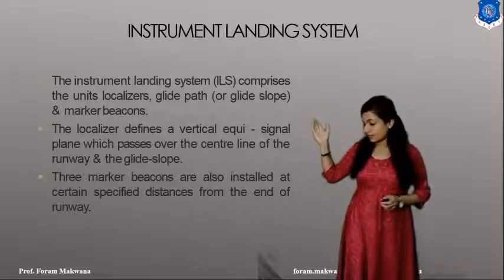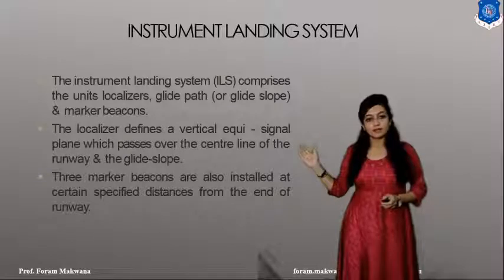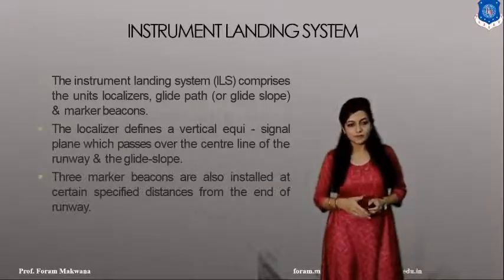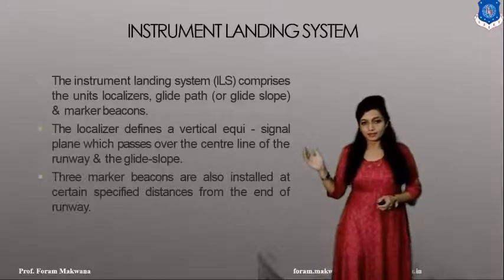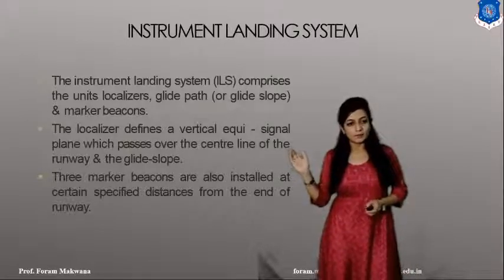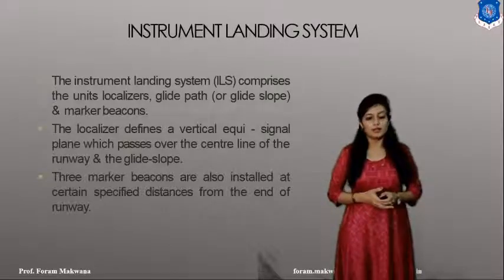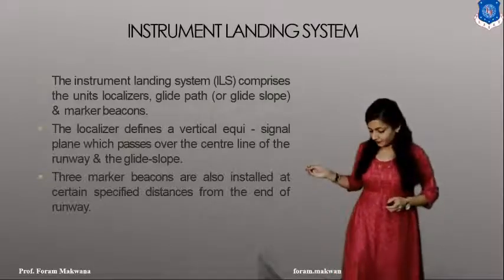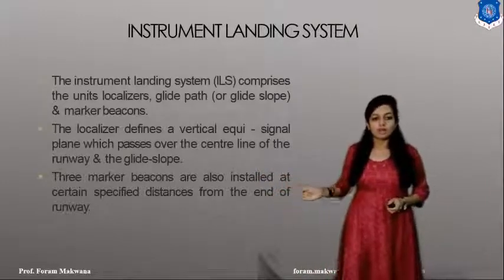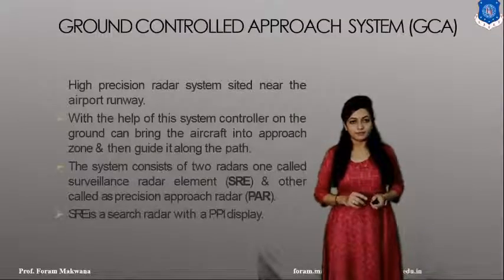So, instrument landing system comprises the unit that is called the localizer, glide scope, and marker beacons. Okay. So, what do you mean by it? The localizer defines the vertical equisignal plane which passes over the center line of the runway, and the glide scope. Okay. 3 marker beacons are also installed at certain specified distance from the end of the runway. Right.